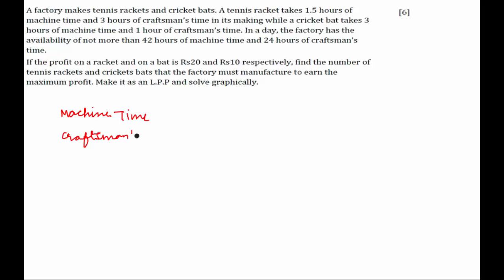Craftsman time. So since everything is in hours, let's say the unit is in hours. So the tennis racket takes 1.5 hours of machine time, 3 hours of craftsman time. Cricket bat takes 3 hours of machine time and 1 hour of craftsman time.